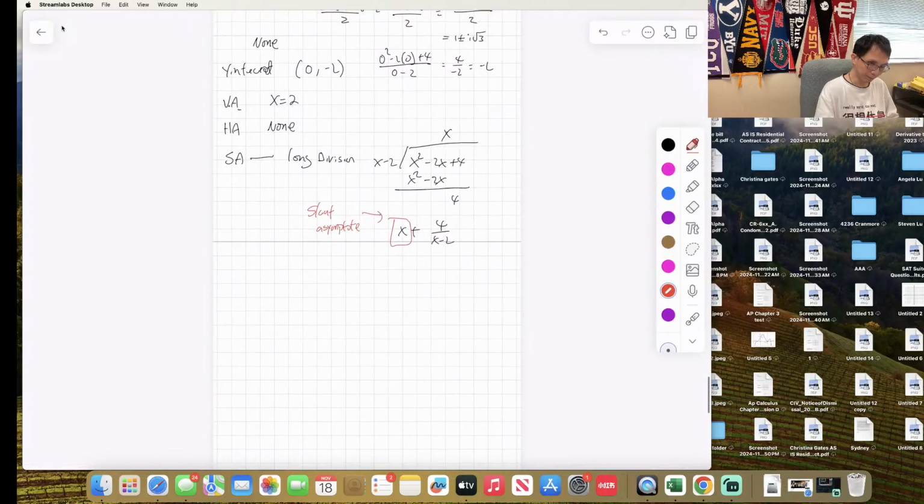Let's graph them. The vertical asymptote is at 2. x is right here.